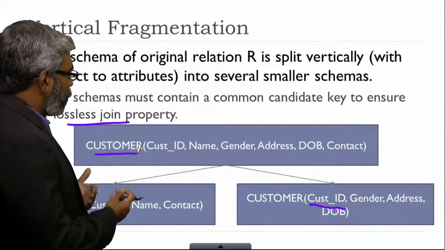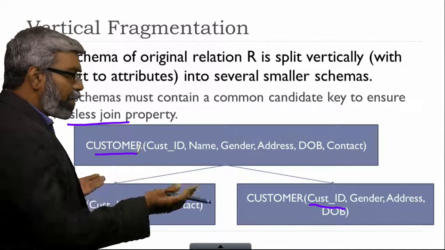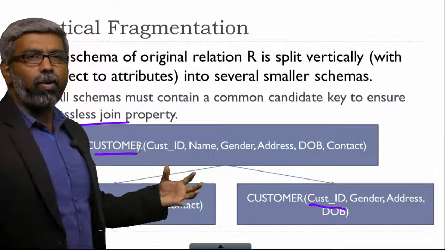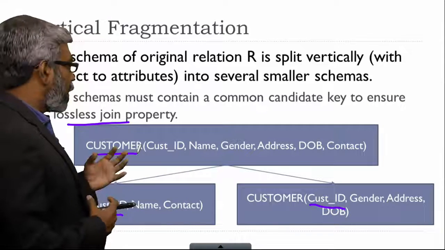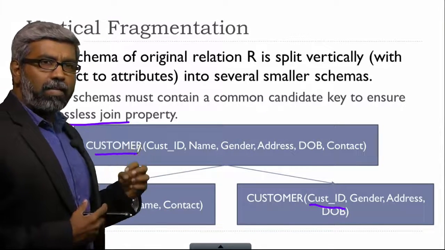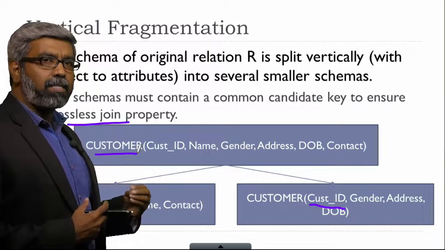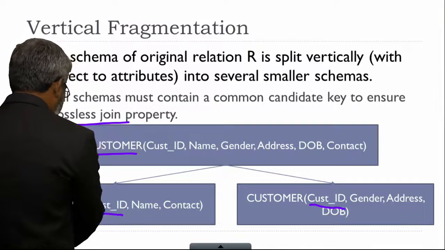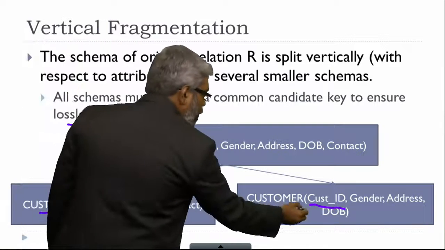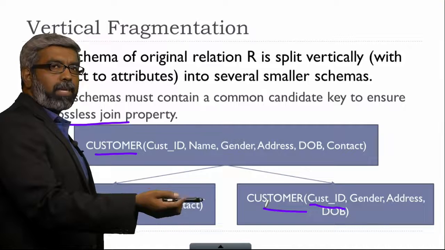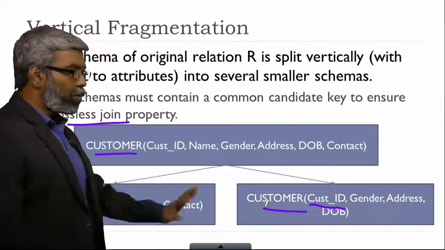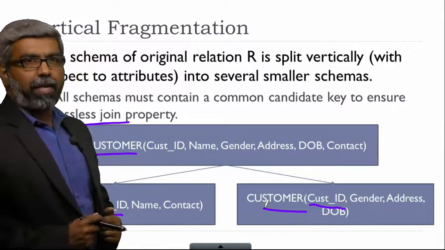This is a very simple way of doing this. I just want to break my relation into two or more relations, based on the applications that are trying to access them frequently. Customer 1 may be accessed frequently, or customer 2 may be accessed frequently, in different locations, not in the same site. So accordingly, we fragment the relations vertically.